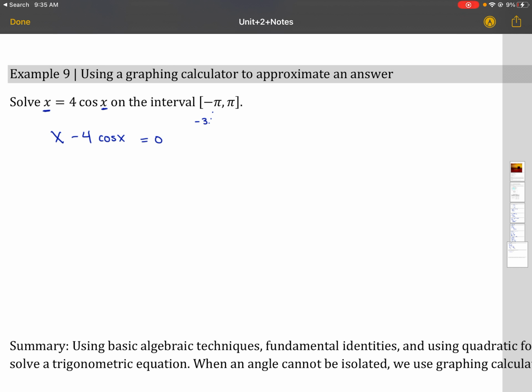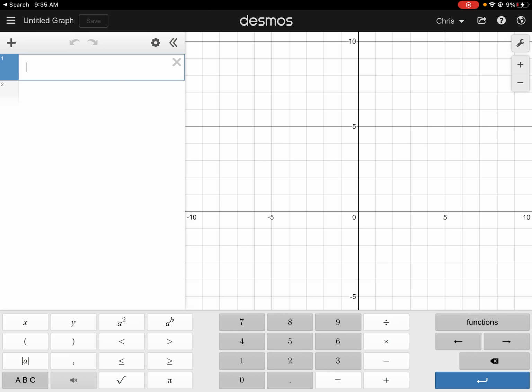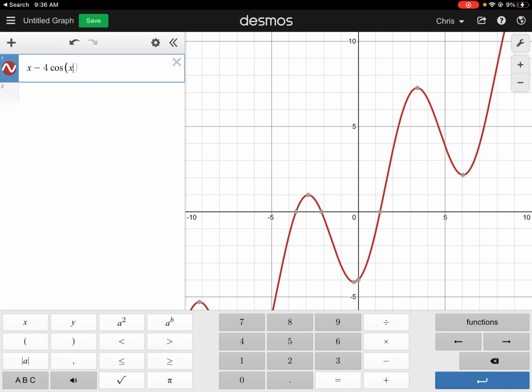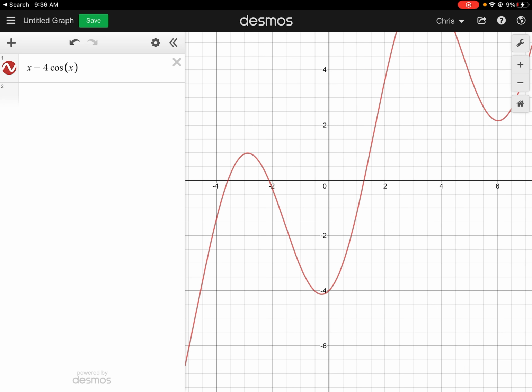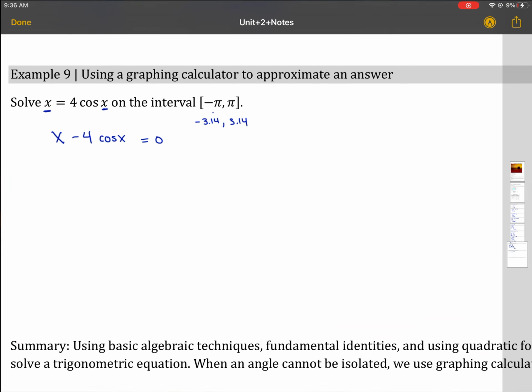And we want our answers in the range of negative pi to pi. So that's like negative 3.14 to positive 3.14. And we're just going to pull up Desmos here. So we want x minus 4 cosine x. And again, we want the range from negative pi to pi, so anytime it crosses the x-axis in that range. So one of the solutions is negative 2.133. The other one is 1.252.